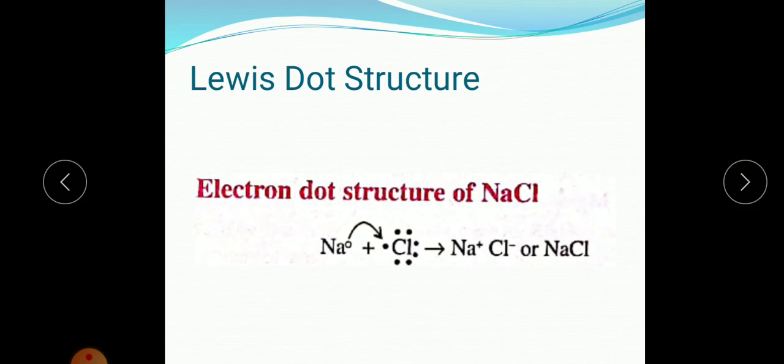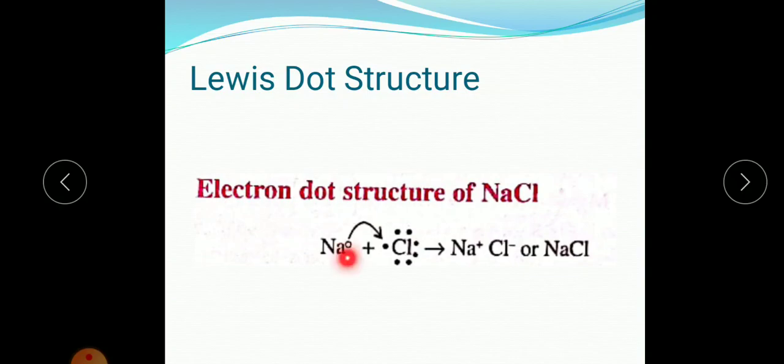When you need to draw the electron or Lewis dot structure, we only consider the outermost electrons. For example, in the case of sodium, it is 2,8,1, that means the last orbit has one electron, so we have shown only one electron. Similarly in chlorine, we have 7 electrons in the outermost, so we have shown only 7 electrons. So remember that while writing the electron dot structure, we only consider the last electrons.